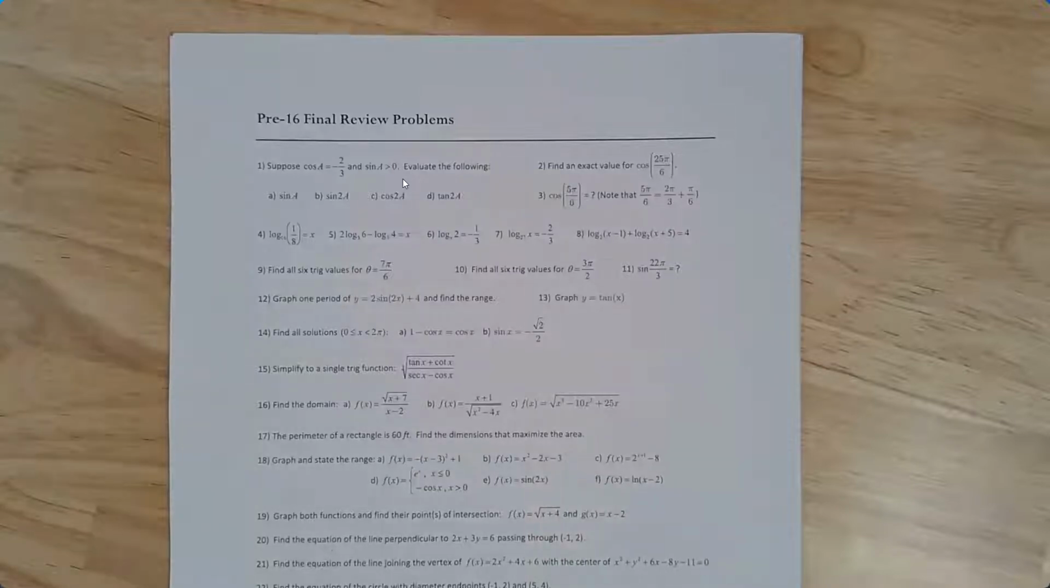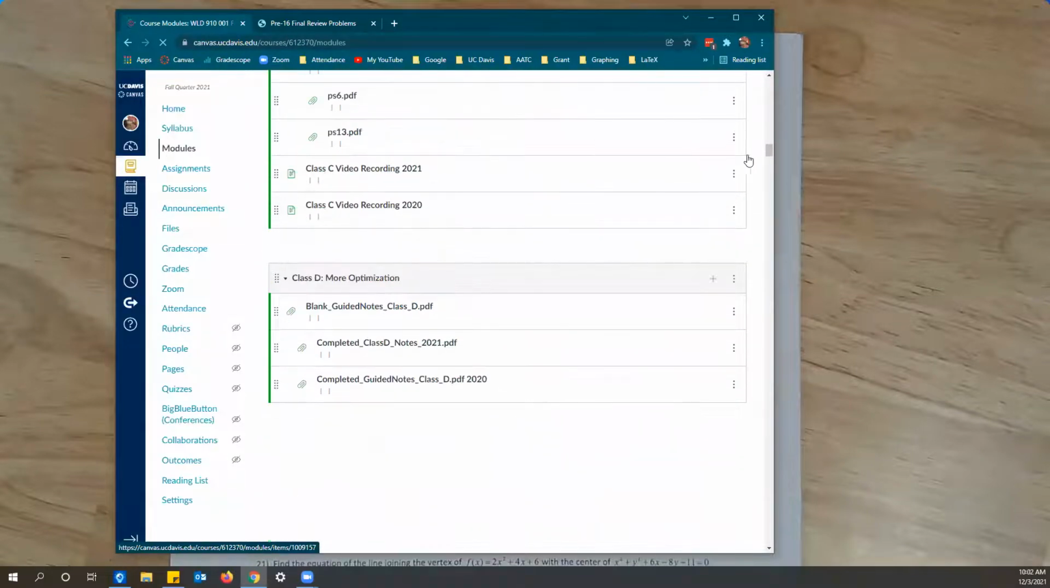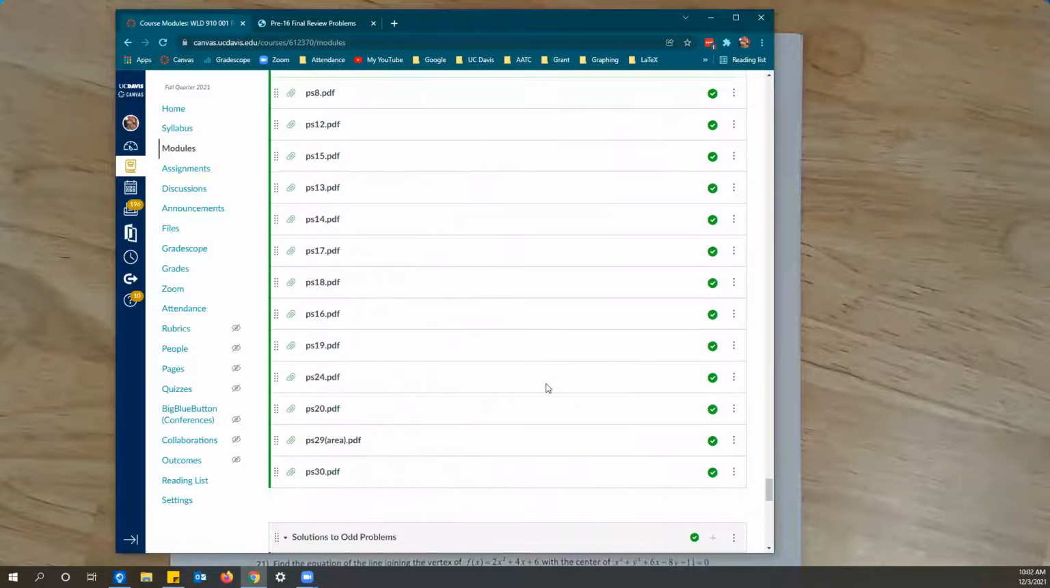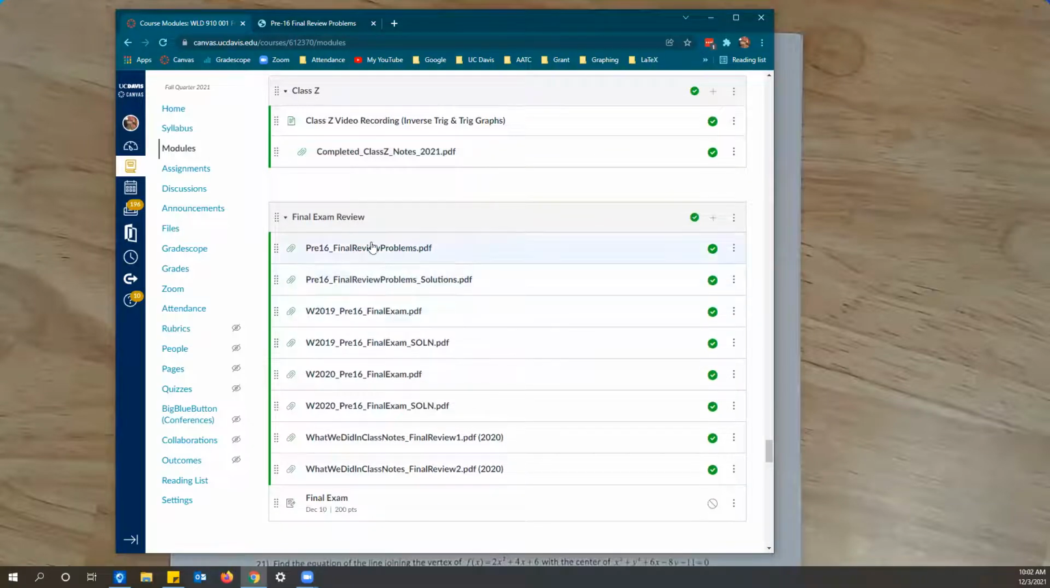Also, just so everyone's aware, if you look down near the bottom of the modules, at the final exam review module, this is what we're working on today, the Pre16 final review problems. There's also a final from 2019. There's also a final from 2020 that I just posted, and solutions to both of those. So if you're looking for practice materials, that's what I would encourage you to look at over the weekend.